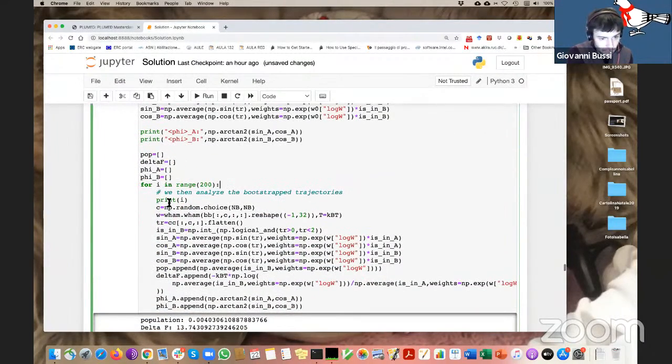Then at every iteration of my bootstrap, I'm picking a list of blocks. I reassemble my trajectory just using this list of blocks as an index for my array and flattening the resulting trajectory. Let's say that my random choice contains block 5 and then block 7. What I will have here is block 5 and block 7 concatenated from each of the trajectories. Does it make sense?